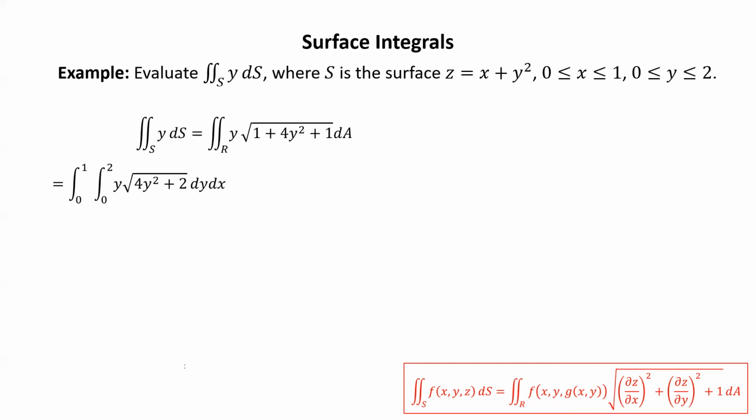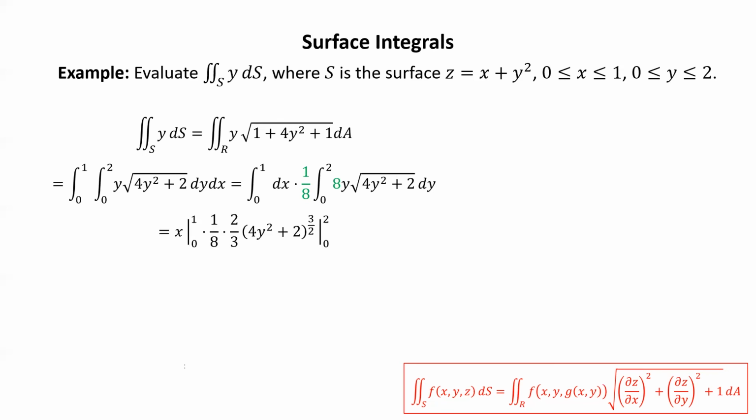The limits are clear. X is going from 0 to 1 and y is going from 0 to 2. So we could split this up into a product of two integrals because the limits are all constant and we have a function of x times a function of y as the integrand. In fact, no x's appear at all. So we get the integral from 0 to 1 dx, times the integral from 0 to 2 of y square root of 4y squared plus 2 dy. In preparation for the substitution, I'll throw in an 8 and pull out a 1/8, right? Because if we let u equal 4y squared plus 2, then du is 8y dy.